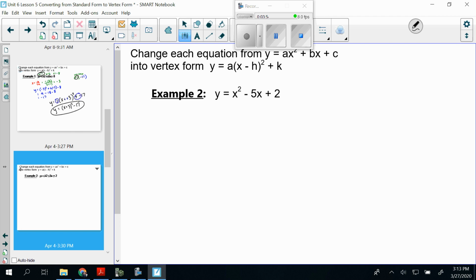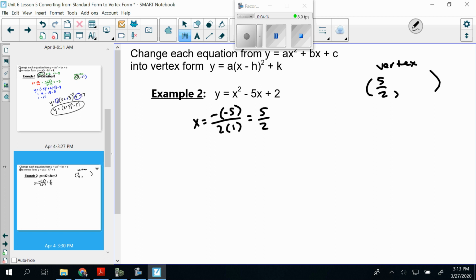Next one, same thing. They want us to, again, convert into vertex form. Again, let's use our negative b over 2a. So here our b is negative 5 over 2 times our a is 1. So here we get 5/2. So 5/2, we're coming up with our vertex. That's our x value. Let's plug that back in.